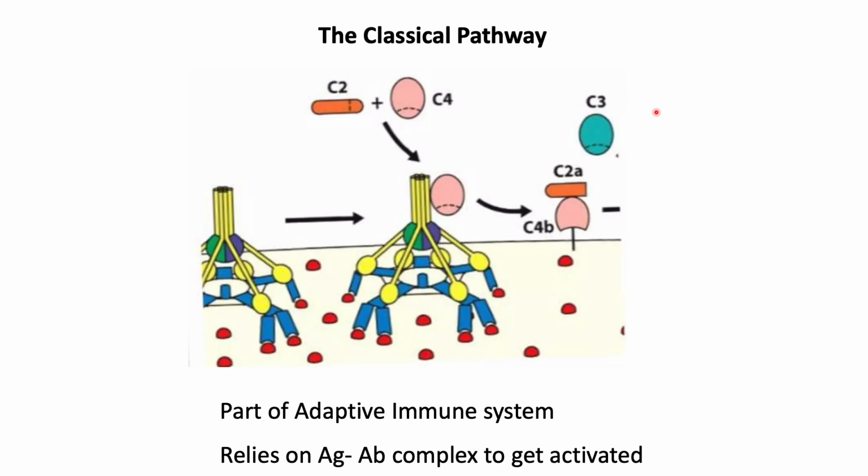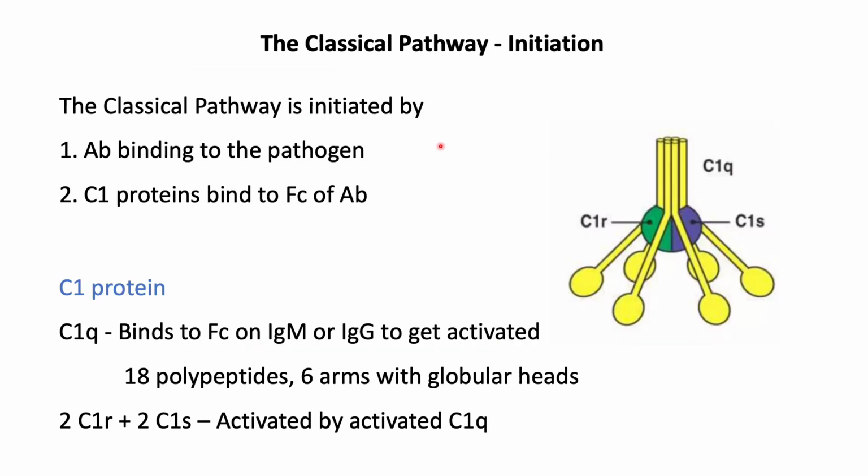Let's now dive deeper into the classical pathway. The classical pathway is part of the adaptive immune system and it relies on the antigen-antibody complex to get activated. It is initiated by the antibody binding to the antigen, which is the disease-causing pathogen. The C1 proteins bind to the Fc of the antibody. C1q binds to the Fc on IgM or IgG antibodies to get activated.